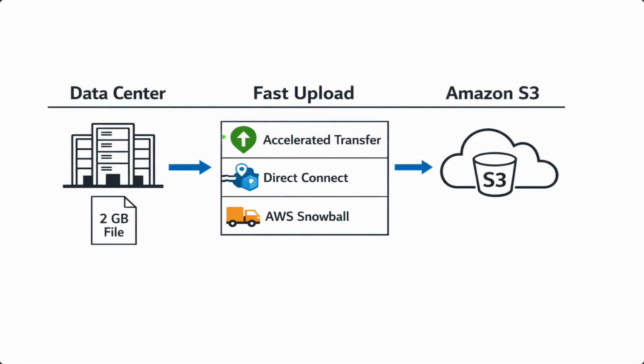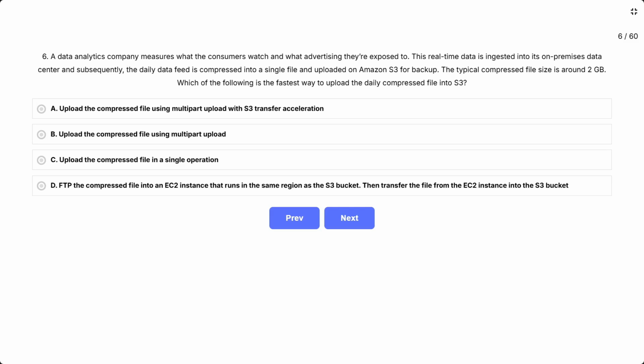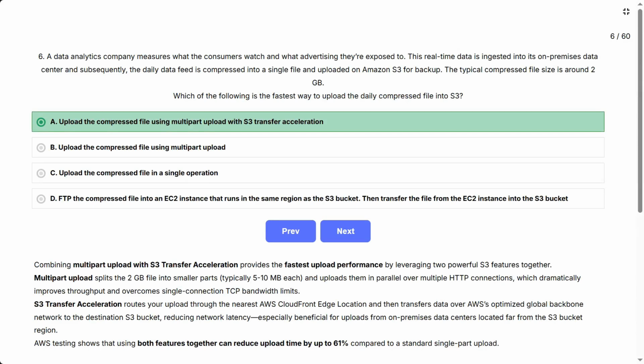This question asks for the fastest upload method to get a 2 gigabyte file from an on-premises data center to Amazon S3. Think of it as, how can I maximize upload speed and minimize upload time for a large file being sent over the internet to S3? The correct answer is A. Upload the compressed file using multi-part upload with S3 transfer acceleration.